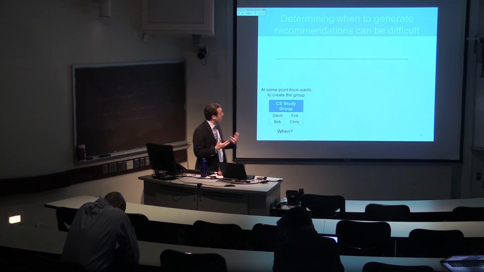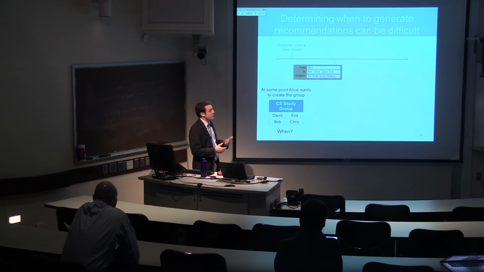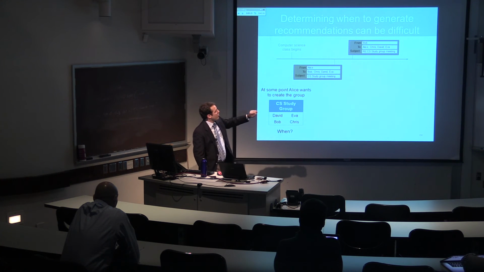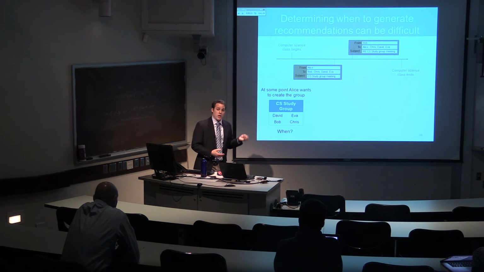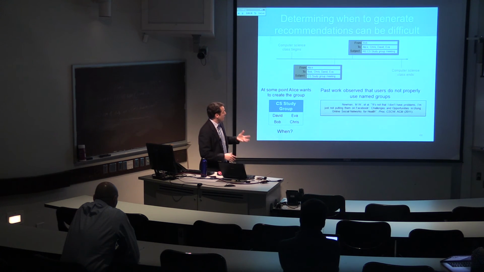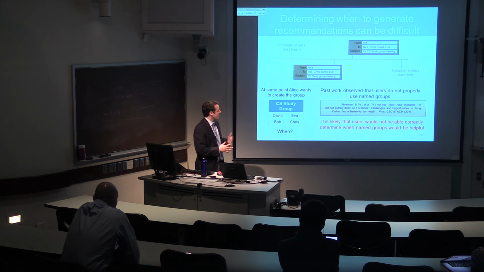There's a whole bunch of time points at which she could do this: before or after a computer science class begins, before or after she sends her first message to this group, before or after she receives her first reply to this first message, before or after the computer science class ends. And you can imagine in reality there's many more messages, many more events that make this decision even more complicated. And past work has observed that users don't properly use name groups to begin with. So that means it's likely that users would not be able to correctly determine when name groups would be helpful.